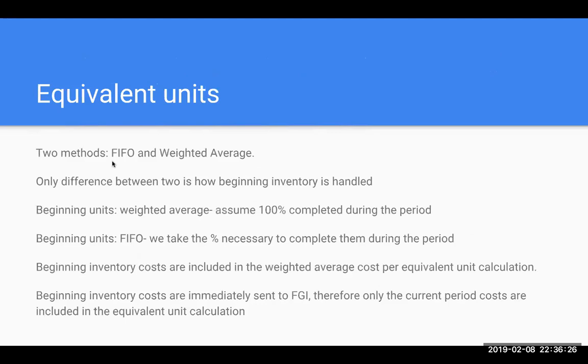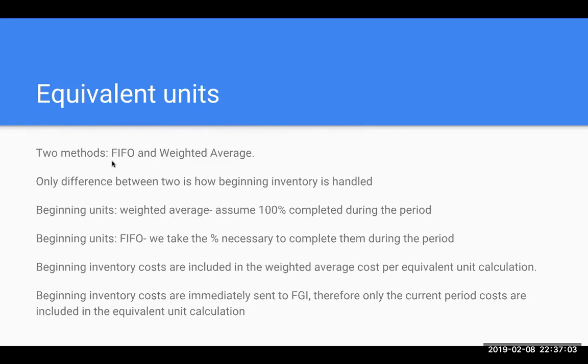So what are equivalent units? There are 2 different methods for determining equivalent units, and I'll go into the differences in just a moment. The only difference between these 2 is how beginning inventory is handled. Under weighted average, when we have equivalent units, we assume that the beginning units were 100% complete during the period. So if you're doing weighted average and you see that your beginning inventory was 60% or 70% complete as to materials, you ignore it.